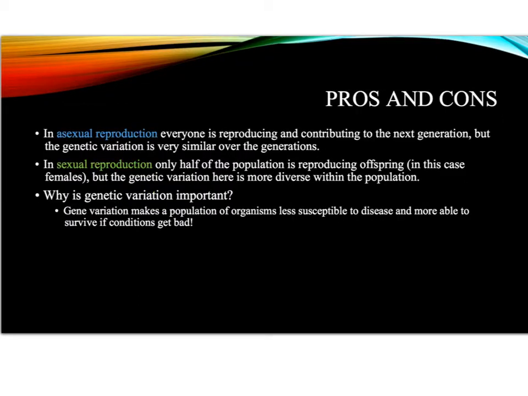Pros and cons of sex. In asexual reproduction, everyone is reproducing and contributing to the next generation, but the genetic variation is very similar over the generations. In sexual reproduction, only half of the population is reproducing offspring, in this case, females, but the genetic variation here is more diverse within the population. Why is genetic variation important? Gene variation makes a population of organisms less susceptible to disease and more able to survive in conditions that get bad.